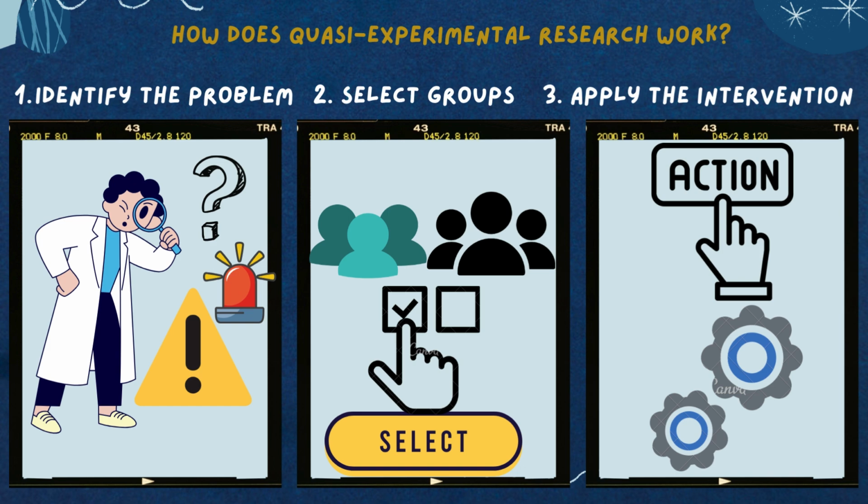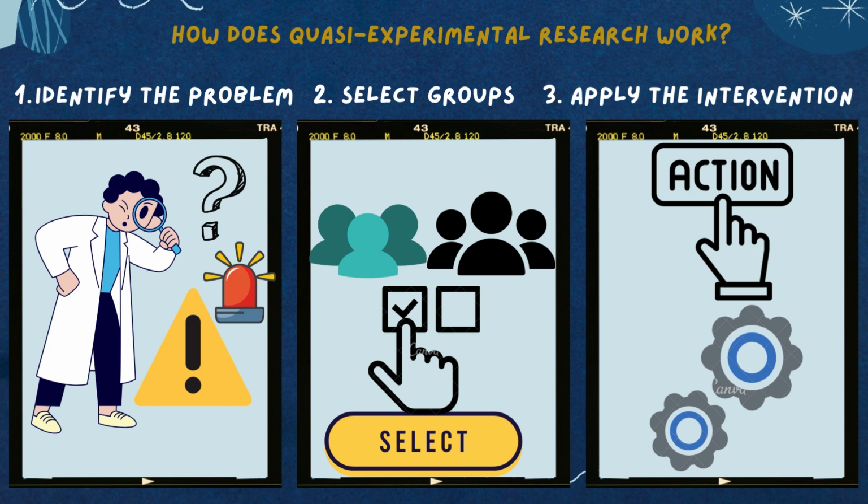Another important step is to select groups. In quasi-experimental research, study groups are not chosen randomly, as I said, so we use groups that already exist, such as classes or sessions in a school. It is important to ensure that the groups are compatible in terms of relevant characteristics such as age, English proficiency, and socioeconomic background.